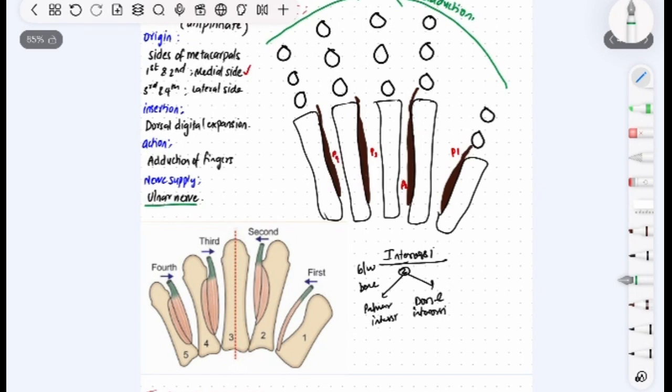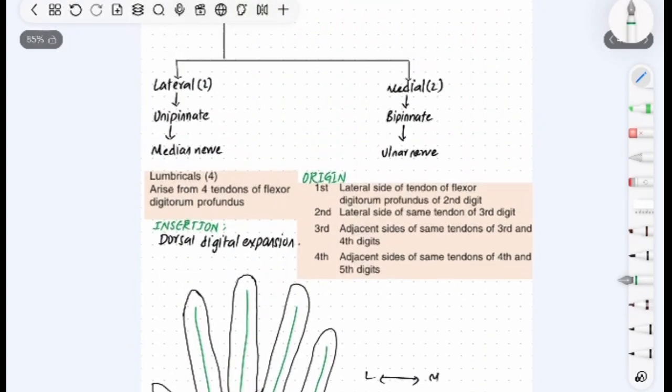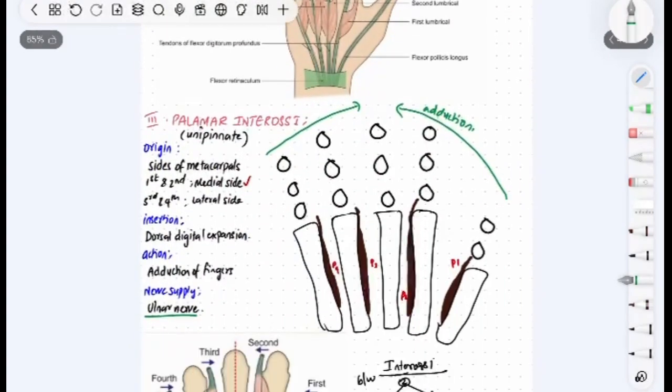So with this video, the intrinsic muscles of the hand are completed. Upper limb is also almost completed, just the fascial spaces of the hand are left. That also I'll be uploading within 1 or 2 days.